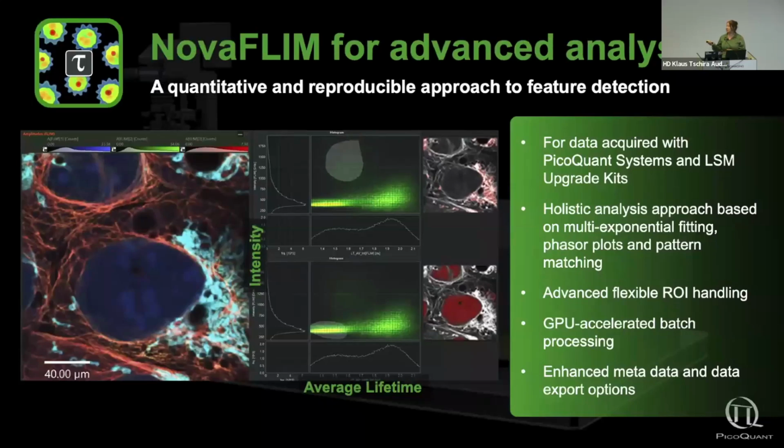But on top of that, it offers advanced and flexible ROI handling and batch analysis, which is also very fast due to the GPU accelerated processing. Also, we offer enhanced metadata and data export options. For the ROI handling, for example, we have included 2D histogram plots where you can put different variables together and get a plot where you can also see different populations. In this case, intensity over the average lifetime, and you can select an ROI in the histogram and directly get this ROI in your image for exploration of your data and further analysis.